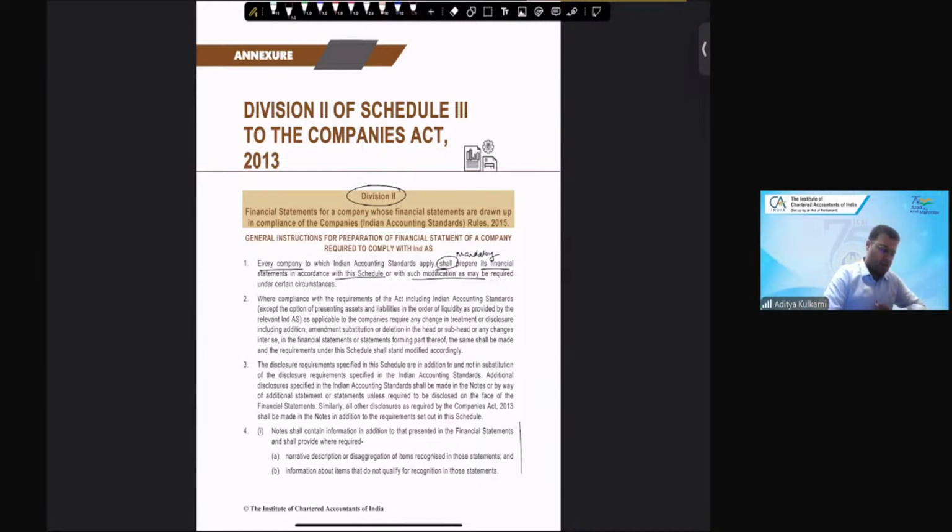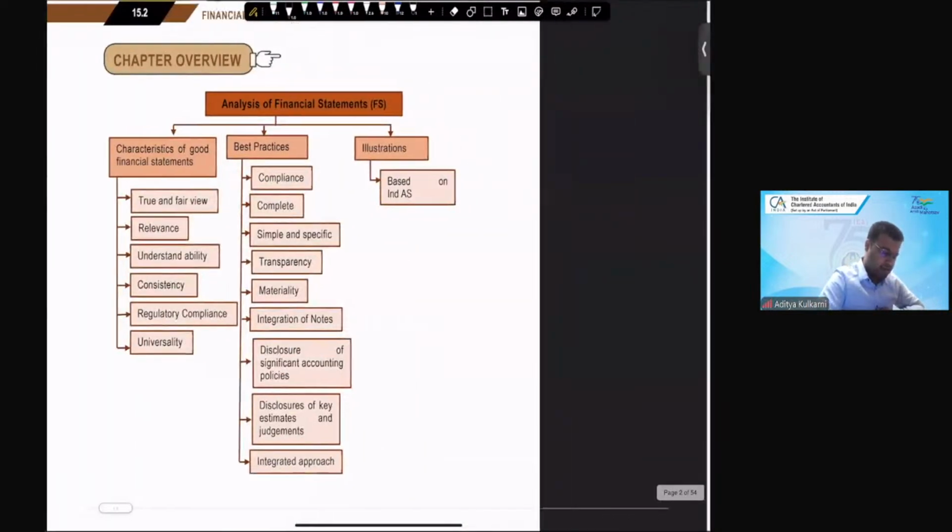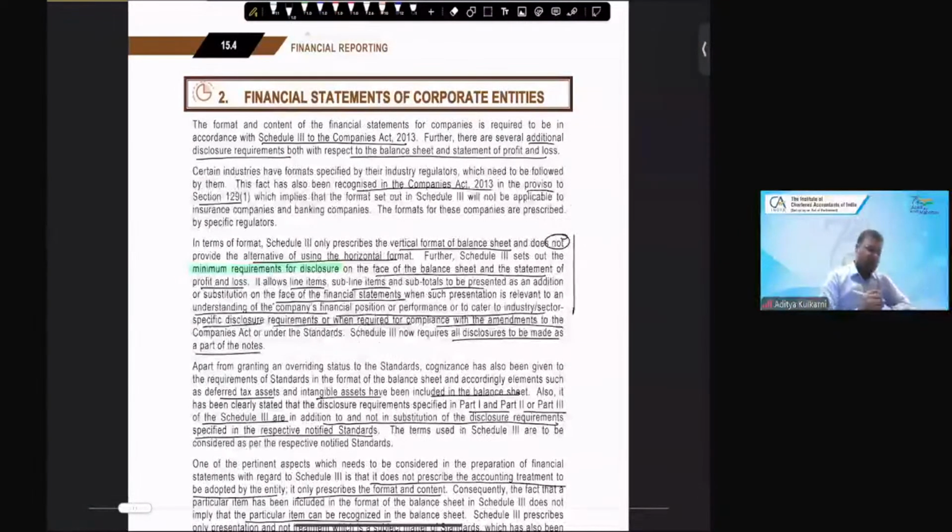So now when we start off with this chapter, the format and content for the financial statements for companies is required to be in accordance with Schedule 3 to the Companies Act. And further, there are several additional disclosure requirements, both with reference to the balance sheet as well as the statement of profit and loss.